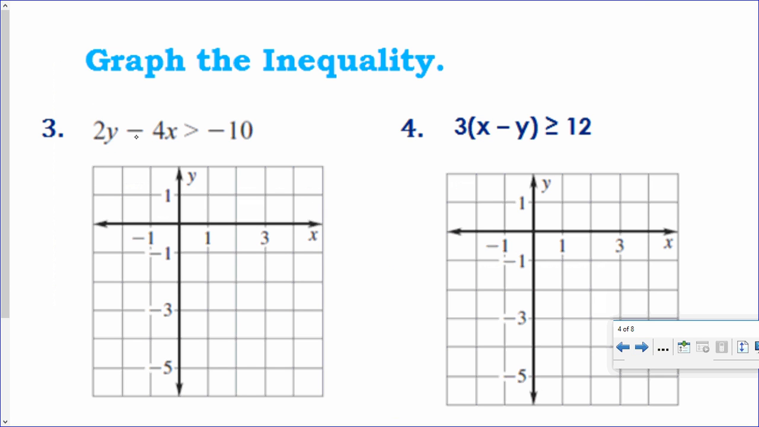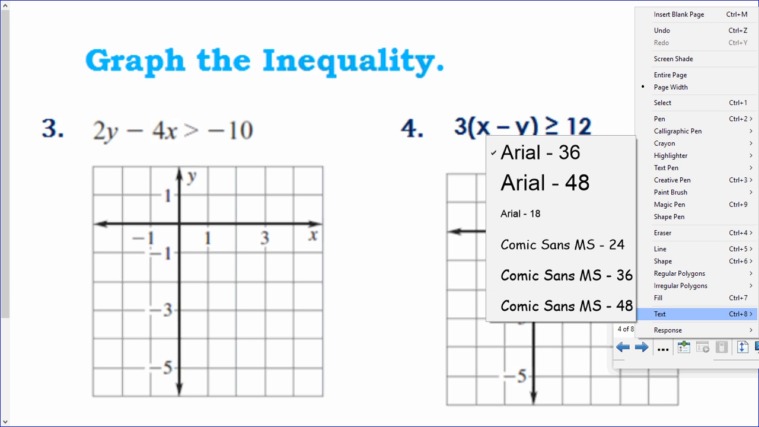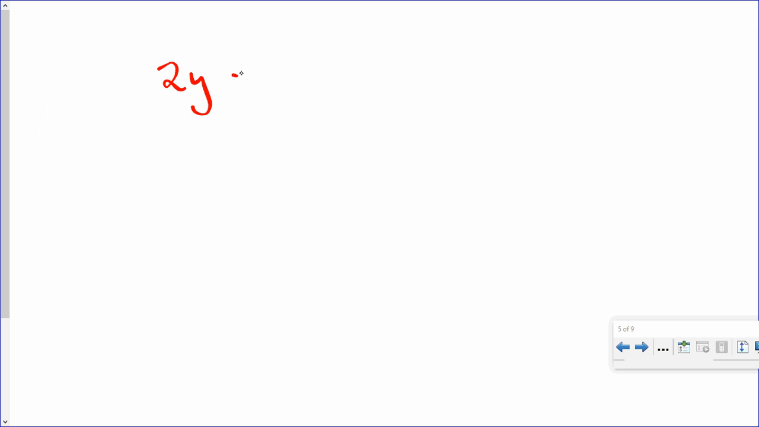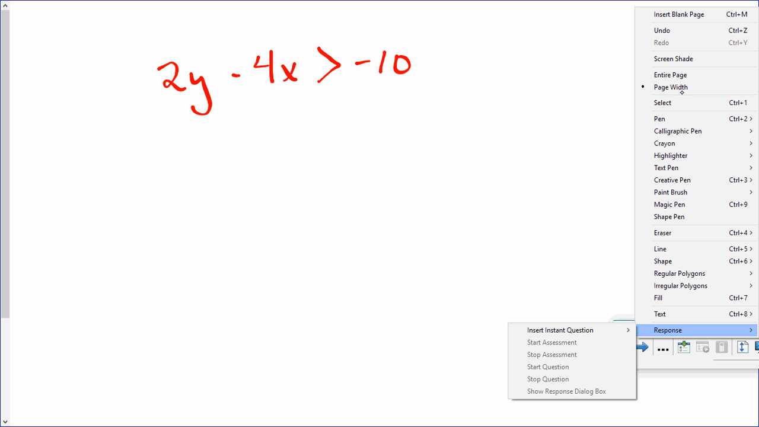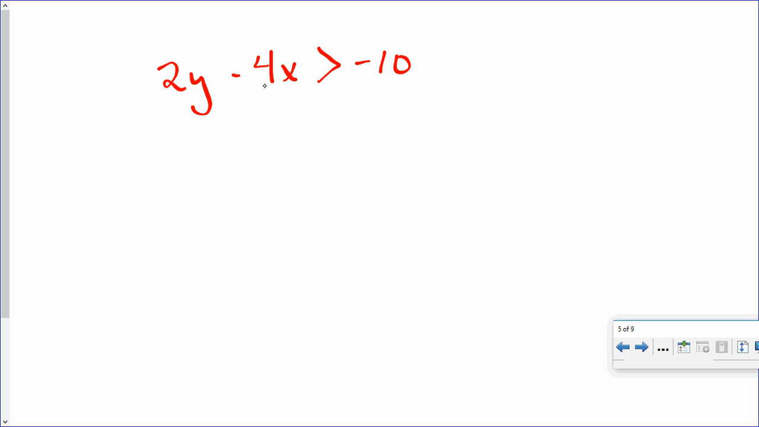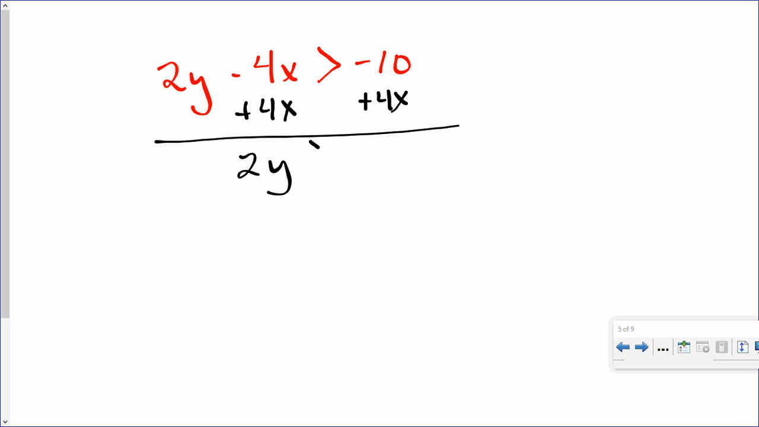Here we have 2y minus 4x is greater than negative 10. If I were going to solve this, this is what I would do. I'm going to add an extra slide here. 2y minus 4x is greater than negative 10. I'm going to put this in slope-intercept form to make it easier for me to graph. So that means I'm going to add 4x on both sides. I'll get 2y is greater than 4x minus 10.